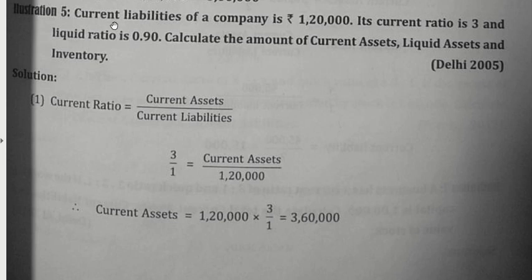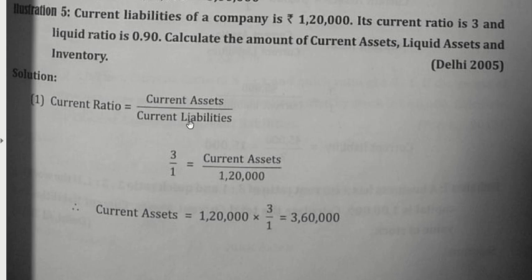So your next question: current liabilities of the company is 1,20,000. Its current ratio is 3 and liquid ratio is 0.90. Calculate the amount of current assets, liquid assets and inventories. So current ratio they have given is 3. So what will you do first? Take your current ratio formula. Current liabilities they have given. So you have both. You are supposed to find out your current assets. You can cross multiply it and find it out.